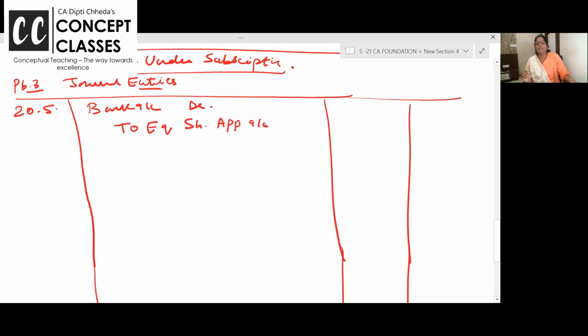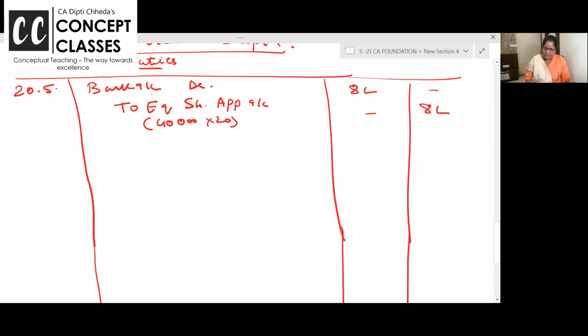28th of May. Bank account debit to equity share application account. Write down, write down. 2 hours now and 2 hours next class. 4 hours, if you are doing writing practice for the final exam, it's worth it. Don't say, ma'am, we are writing the same thing, it is repeated. Don't just sit and watch, please write. Bank account debit to equity share application. 40,000 applications are received at the rate of 20 each. 8 lakhs, 8 lakhs. Done.